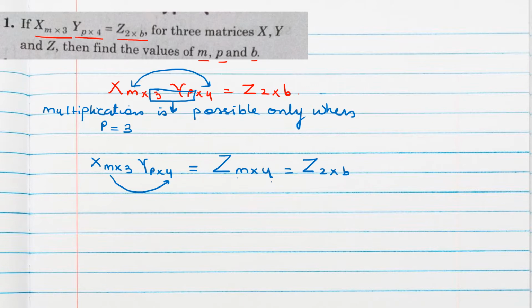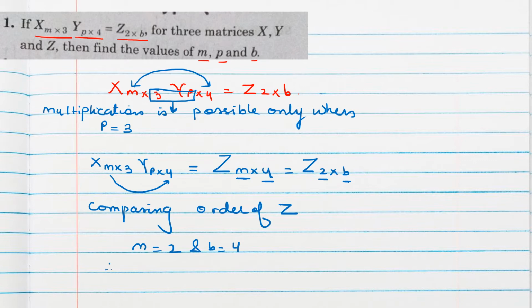So now we can compare to get the values of m and b. Comparing the order of Z, m equals 2 and b is equal to 4. Therefore, all the values will be p equal to 3, m equal to 2, b equal to 4.